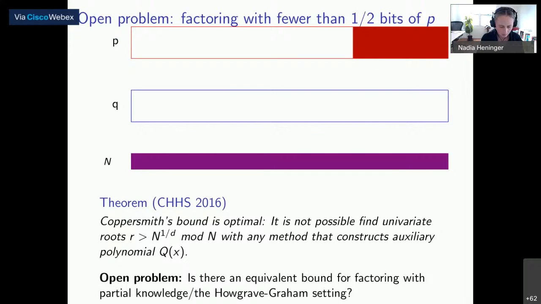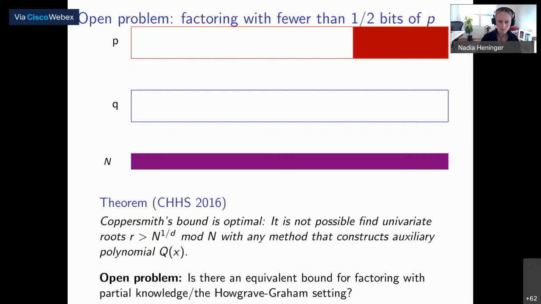So that's great. There's a theoretical question here, which is that what happens if you know fewer than half the bits of P? And the answer is we don't know. This is an open problem. So like, is it actually hard in any sense to factor with fewer than half the bits of P, or d mod P minus 1, or any of these values, since it's equivalent?